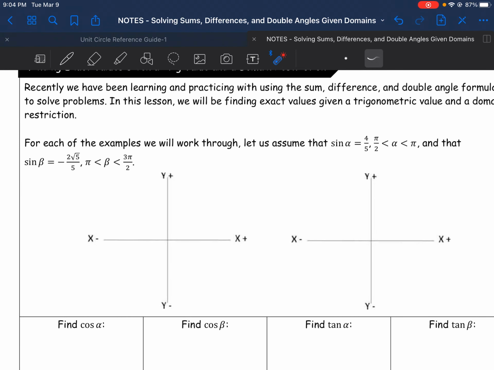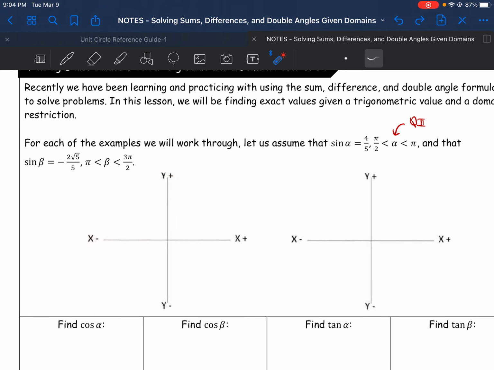We're going to assume that sine of alpha is 4/5, and that alpha is between pi over 2 and pi, which basically means that alpha is in quadrant 2. Because if you think about it, pi over 2, that's 90 degrees. Pi, that's 180 degrees. This is pi over 2, this is pi. So if you're in between, you're in quadrant 2.